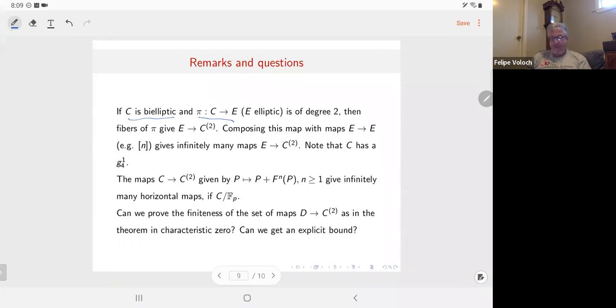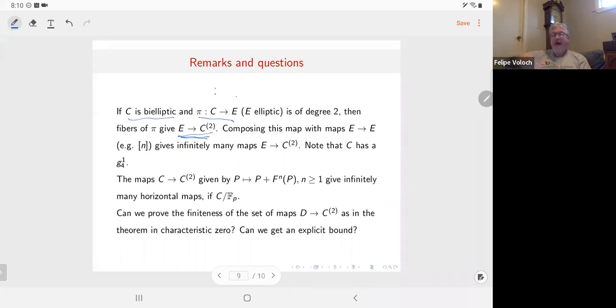So if you have a map of degree 2 to an elliptic curve, you get a map from the elliptic curve to the symmetric square, right? You take a point on the elliptic curve, you lift it to a pair of points on C, and so it gives you a map from E to C^(2). So if you have a map of degree 2 from C to E, you get a map from E to the symmetric square. So for a bielliptic curve, the symmetric square contains an elliptic curve.